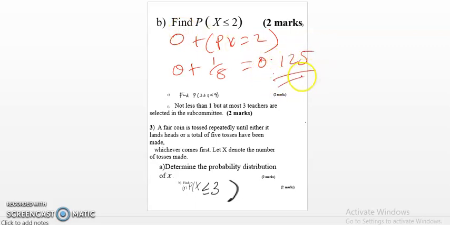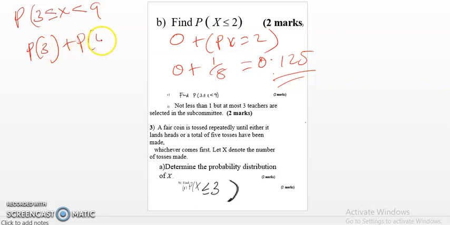Good. So the next one is asking us to find the probability of x where 3 is less than or equal to x, which is also less than 9. This simply means the probability when x is 3, plus the probability when it is 4, plus the probability when it is 9. That's what the statement meant. So we add these together.